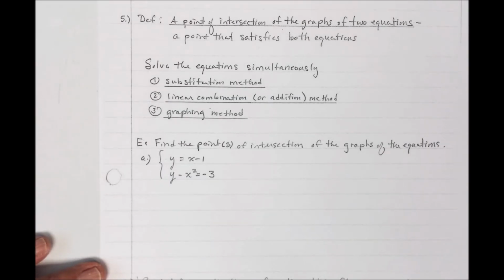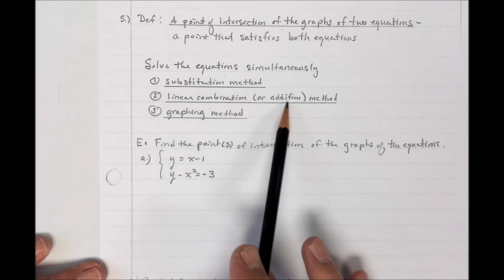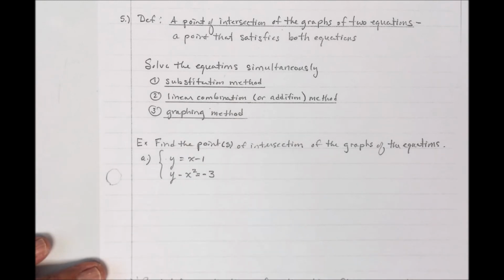You guys know 3 different ways, maybe 4 if you remember Cramer's rule, in which you can find the point of intersection of the graphs of two equations with two variables. So we can use the substitution method, we can use linear combination, sometimes called the addition method, or we can use the graphing method, which is okay, except that if your graph is off a little bit, your answer probably is going to be off a little bit.